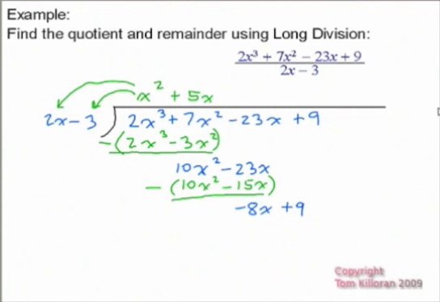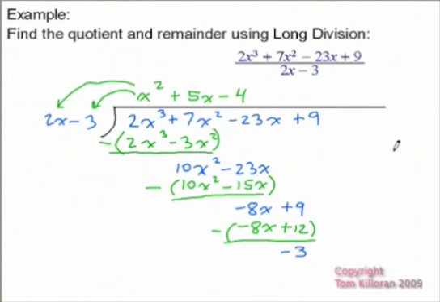And then lastly, what times 2x is going to give us a negative 8x? Well, that would be negative 4. So negative 4 times 2x will give us the negative 8x. Negative 4 times negative 3, that'll give us a positive 12. And then we do the same thing and subtract away. And this will be a negative 12, and 9 minus 12 is negative 3.